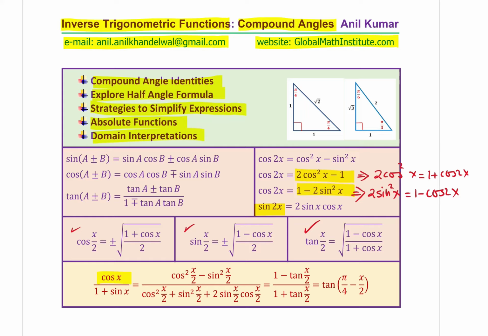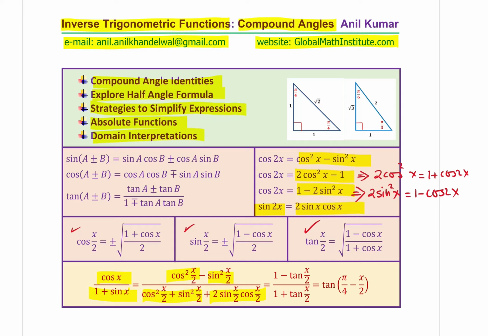If I have cos x over 1 plus sin x, cos x could be written, using the first formula, as cos square x by 2 minus sin square x by 2. In the denominator, 1 can be written as cos square x by 2 plus sin square x by 2, and for sin x, we can write 2 sin x by 2 cos x by 2.